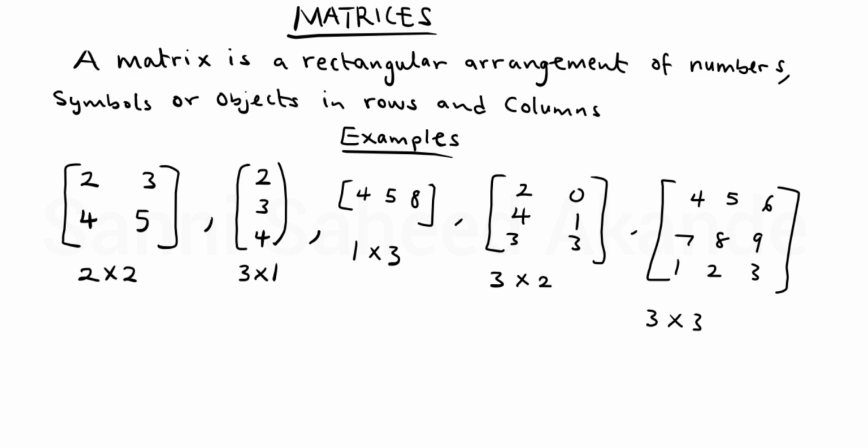Alright, so these are the examples of matrices. You can see they are all arranged in a rectangular form, either horizontally or vertically, as you can see. Now let's continue. We are going to take a look at the order of a matrix.